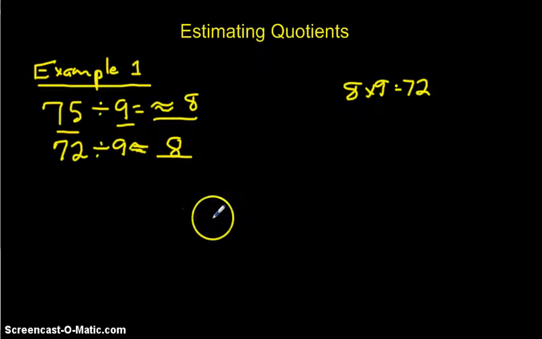Now that was a fairly simple one, but that's to get us started thinking that these numbers that we're looking at here, we want them to be compatible with the divisor, what we're dividing by.